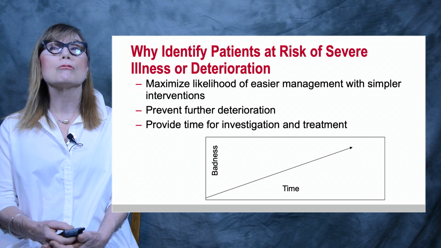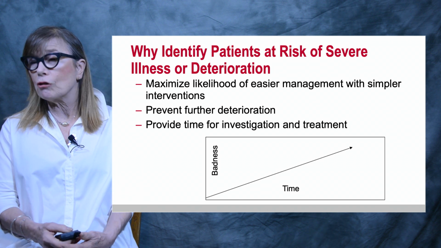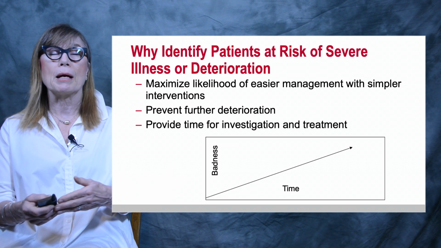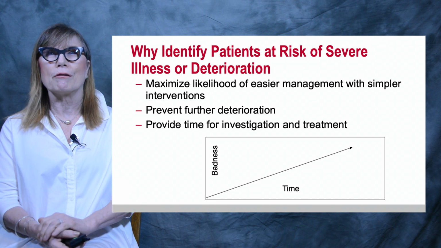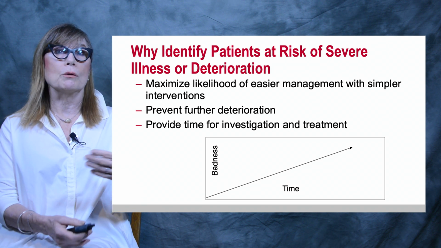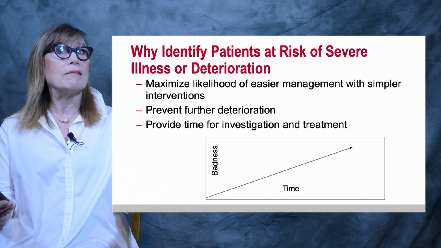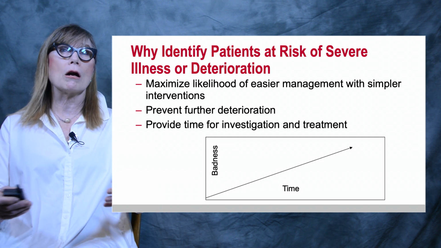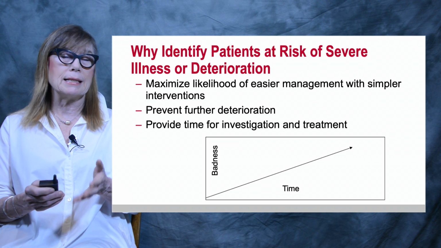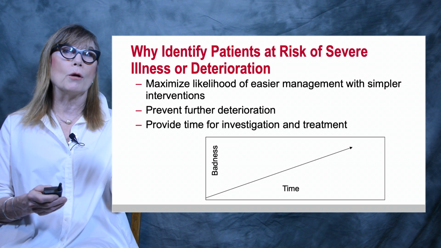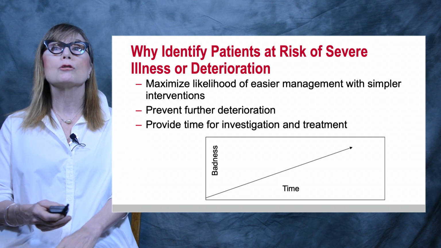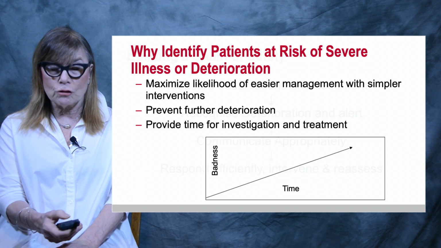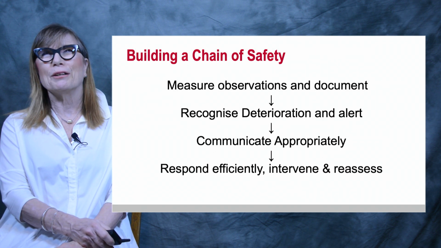So our idea is to try to maximize the likelihood of easier management with simple interventions, fluid, vasopressors, position therapy, and to try to prevent further deterioration. That allows us some time to investigate and treat the patient. And we can apply this strategy in just about everything we do: hyperglycemia, hypoglycemia, CRRT, and all hemodynamic cases, to actually identify the problem early, to treat the problem to prevent further deterioration, and allow ourselves some time to investigate and manage what's occurring. That helps us to build a chain of safety.